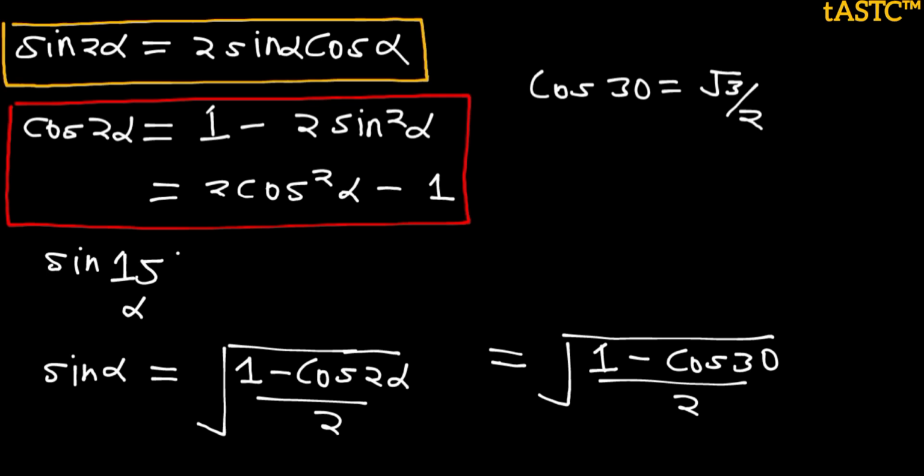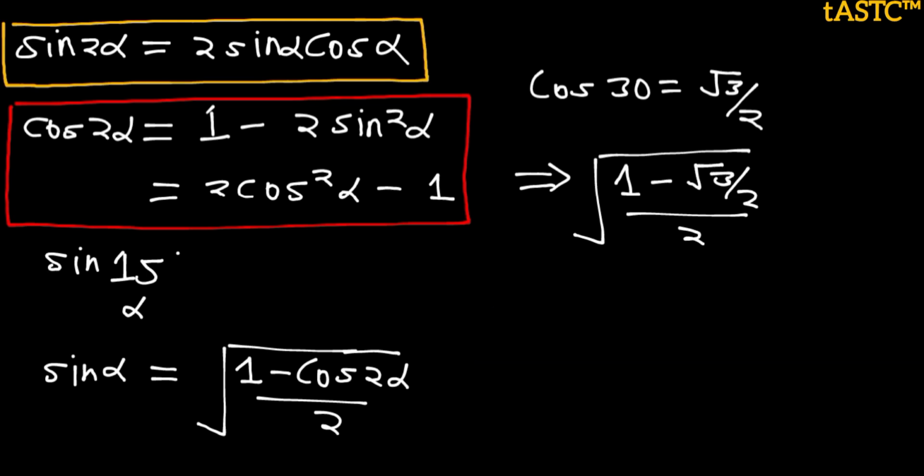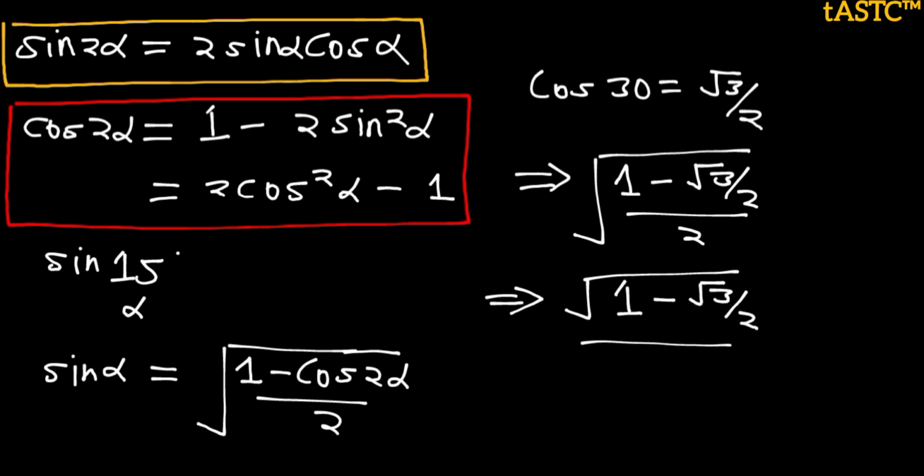So we need to plug that back into the equation. That will be 1 minus root 3 divided by 2, and this is divided by 2. Now from the laws of surds, we could actually take this square root and split it into 2, so that we have the numerator as the square root of 1 minus root 3 divided by 2, and this will be divided by root 2. So that is actually what we got.